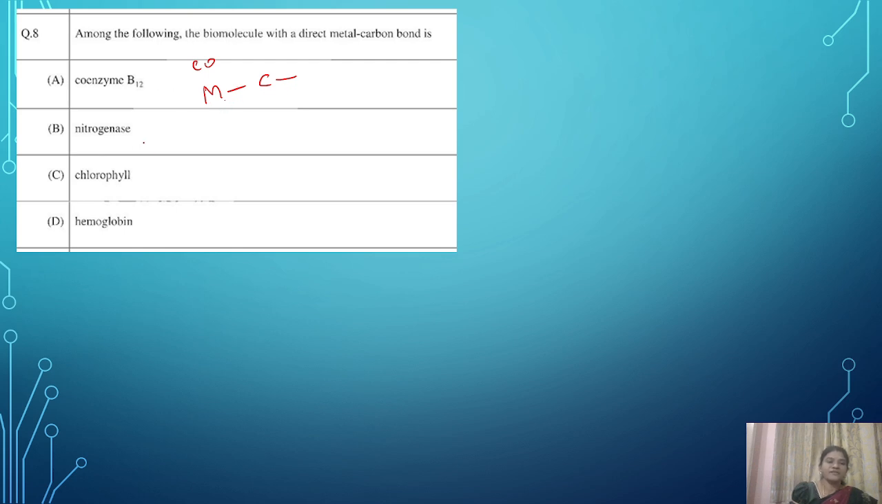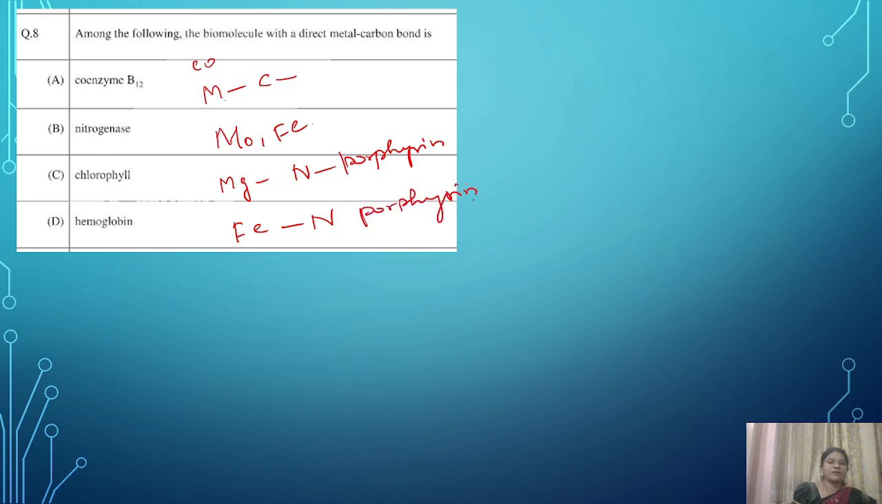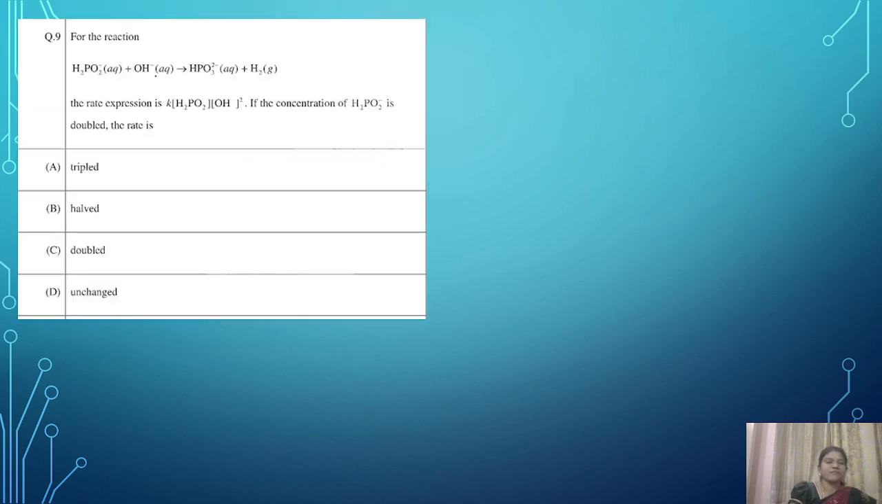In the case of nitrogenase, it is a cluster of molybdenum and iron. There is no direct metal-carbon bond in it. In chlorophyll, magnesium is attached to the nitrogen atoms of the porphyrin ring. In hemoglobin, the iron is attached to nitrogen in the porphyrin ring. Therefore, the right answer is A, which involves direct metal-carbon bonding.